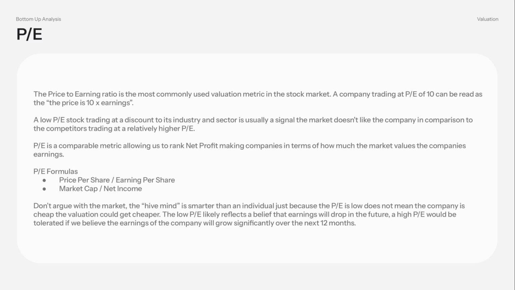The PE formula equals price per share divided by earnings per share, or the market cap divided by the net income, trailing 12 months. When it comes to stock valuation, don't argue with the market. The hive mind is smarter than an individual. Just because the PE ratio is low does not mean the company is cheap. The valuation could get cheaper.